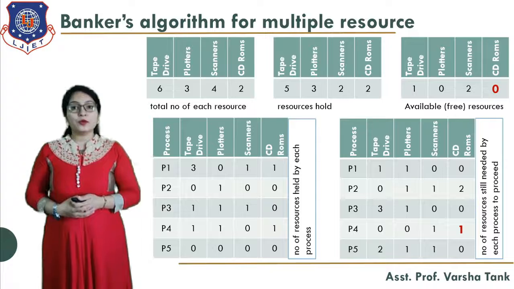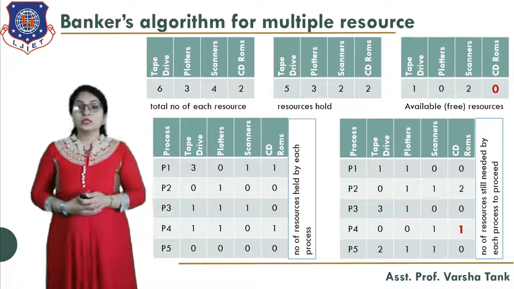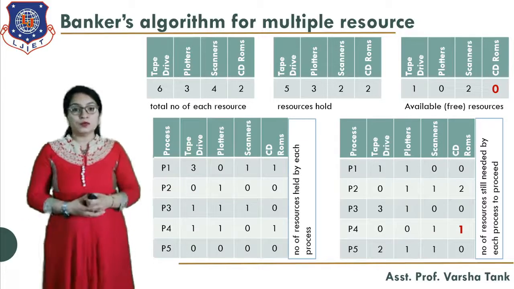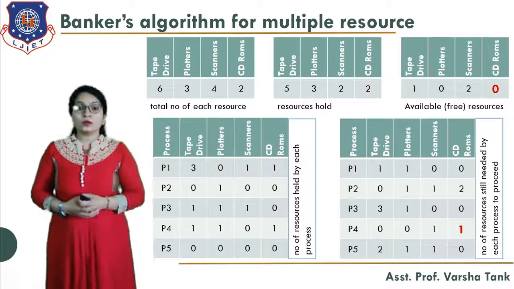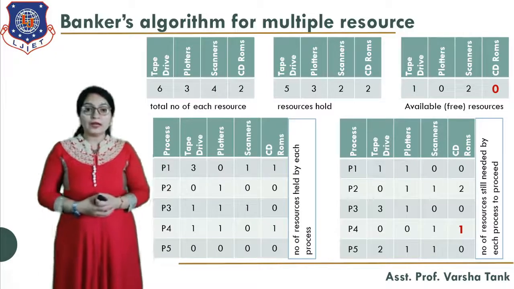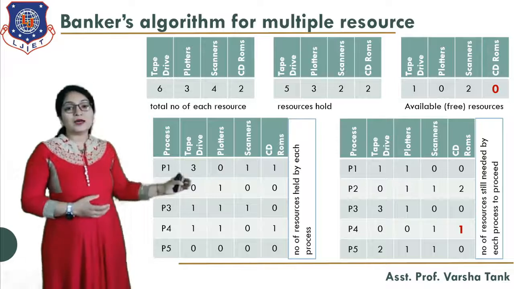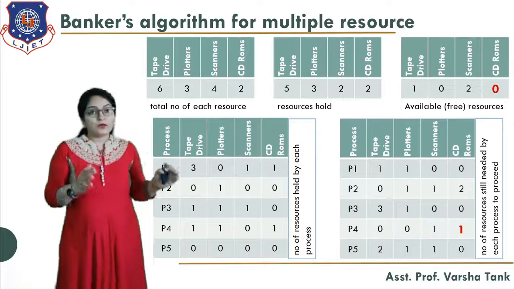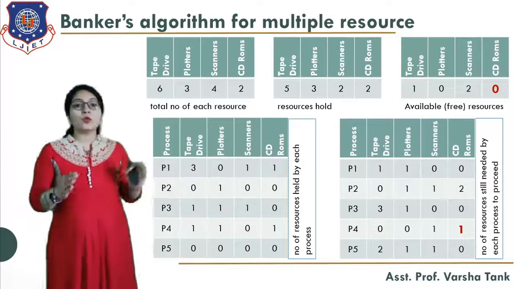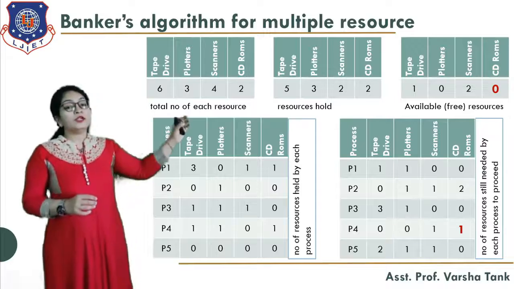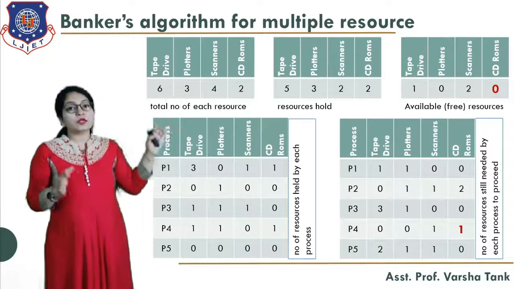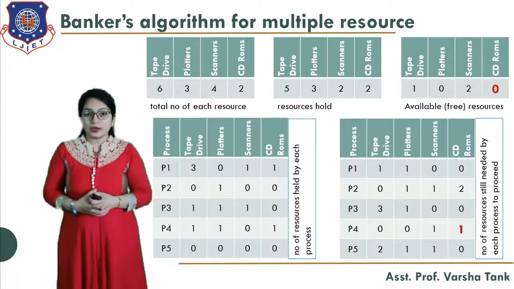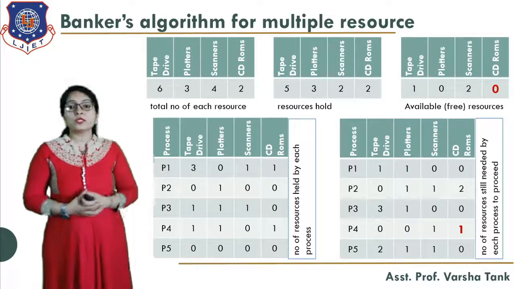Now let's see, suppose we have 0 CD-ROMs available, because the requirement of the process P4 now becomes 0011. Here you can see it is highlighted with the red color 1. In the last example, the need of P4 was 0010, not 0011. Now we have available resources 1020, but we don't have the CD-ROM right now, so we cannot assign the CD-ROM to the process P4.